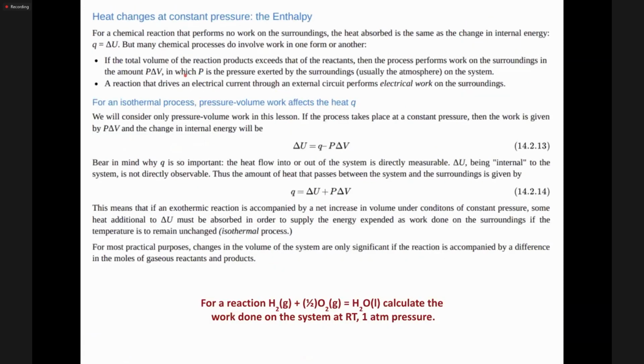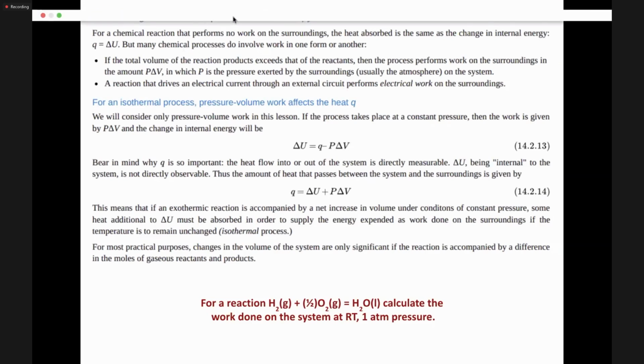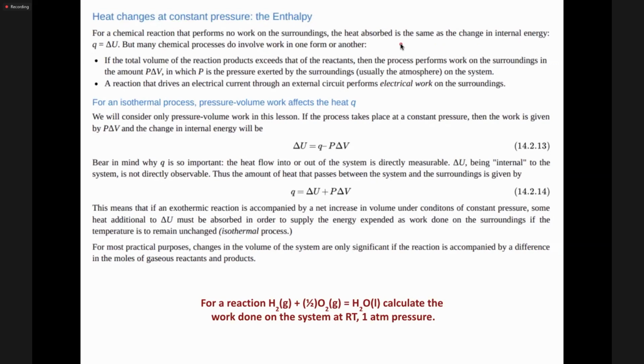Now we will come to a new state function that will be introduced in this class, which is enthalpy. To start with, for a chemical reaction which is performing no work on the surroundings, that is, the work done is equal to 0, the heat absorbed is the same as the change in internal energy. Because we have this equation delta U equals Q plus W, and now the work done by the gas is 0, so delta U will be equal to Q.